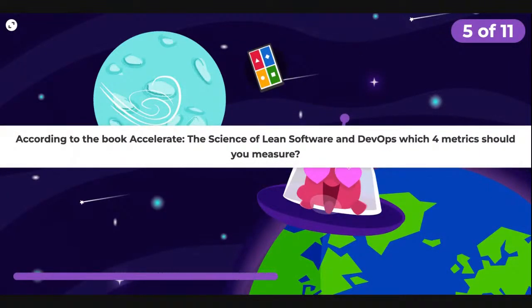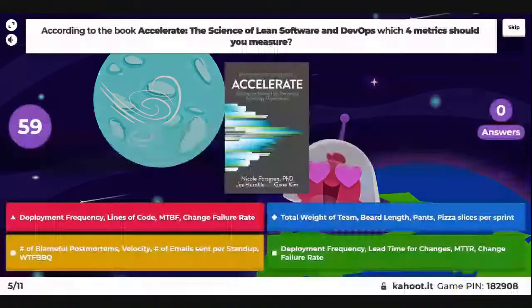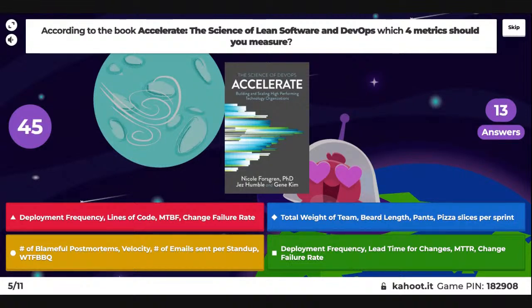Easy question. According to the book Accelerate, which 4 metrics should you measure? Oh my god. You cannot see it? I'm not going to read those out. If you can't see it, you have to get closer. Is it on your phone? No. If it's the red one, I don't believe it. Spoiler.